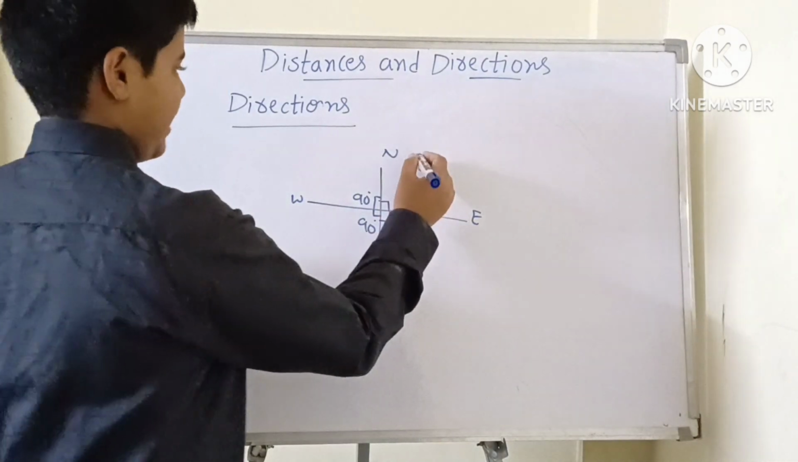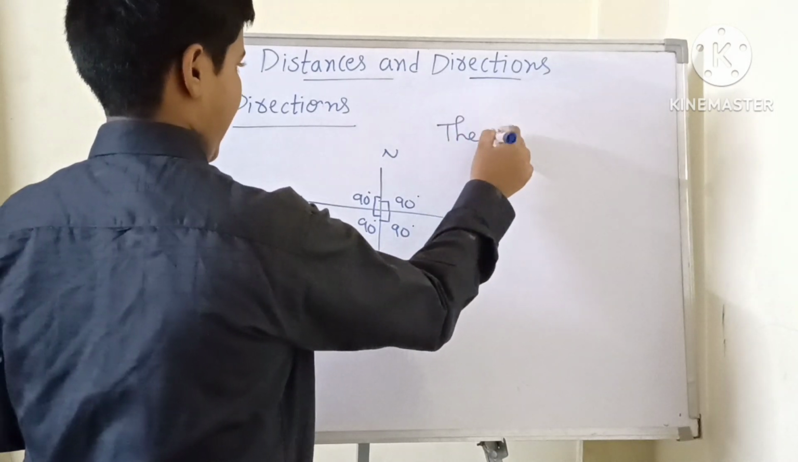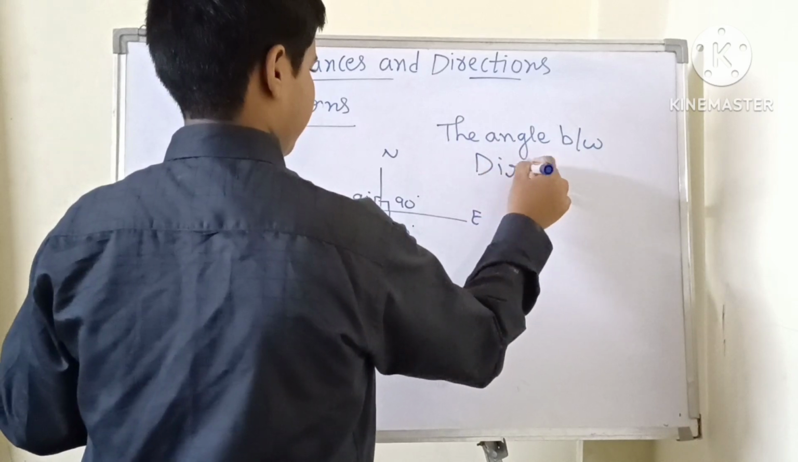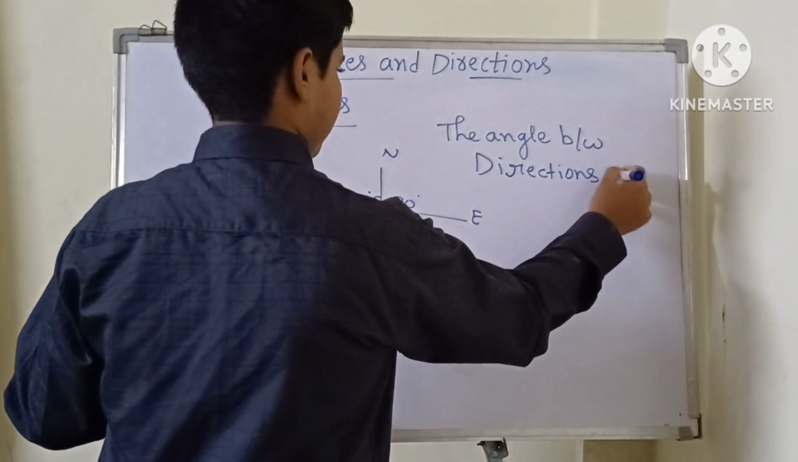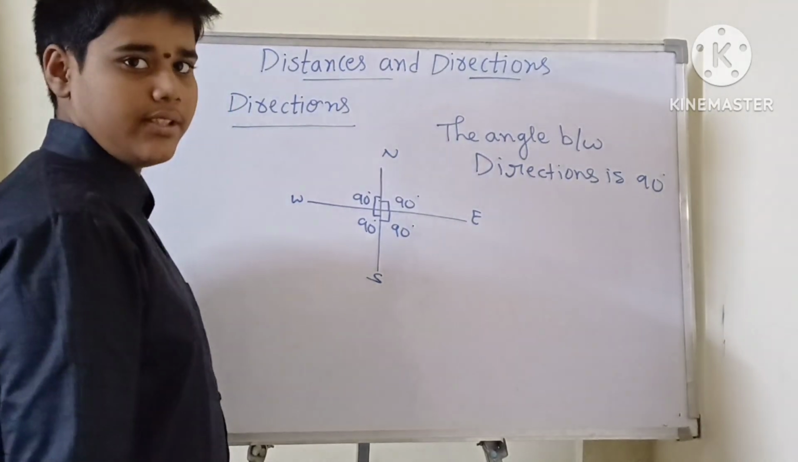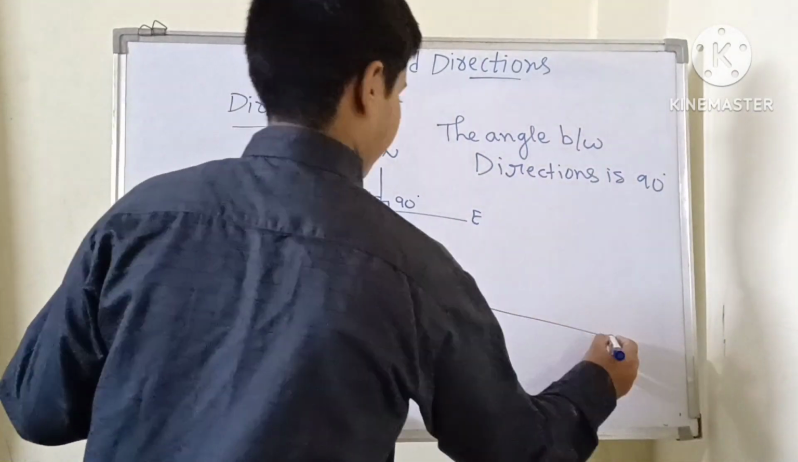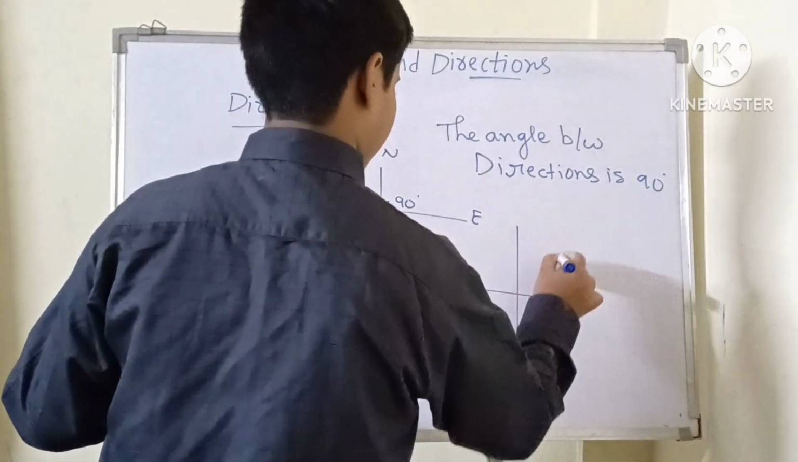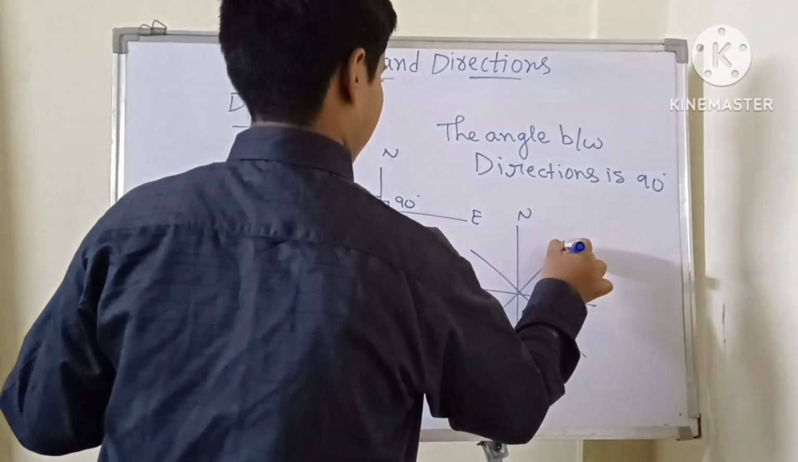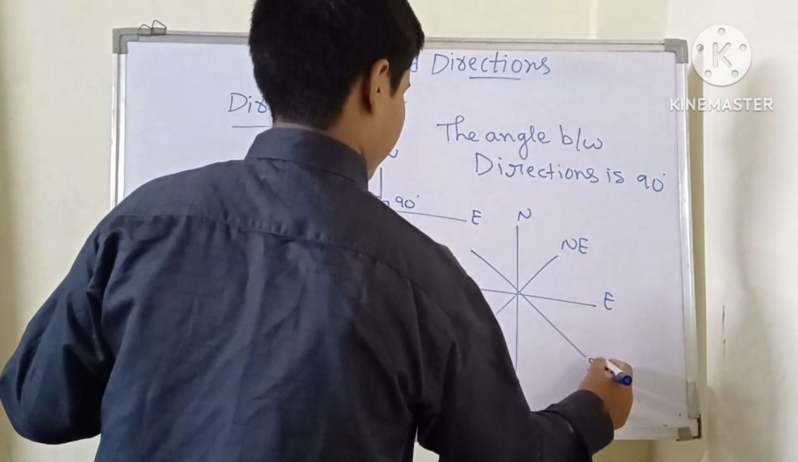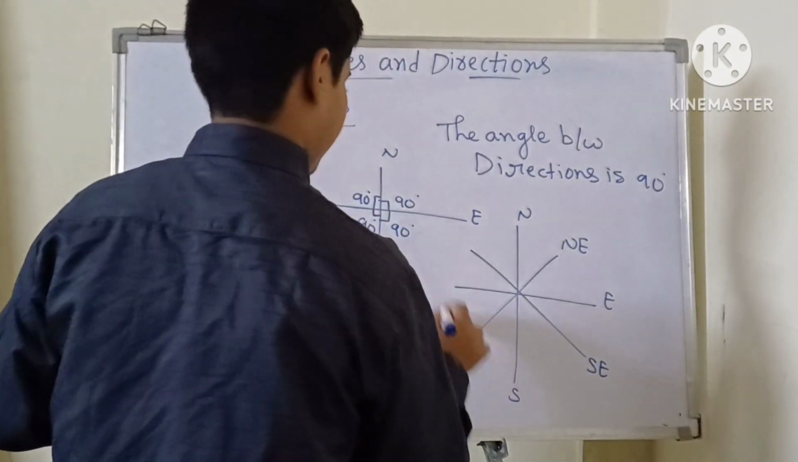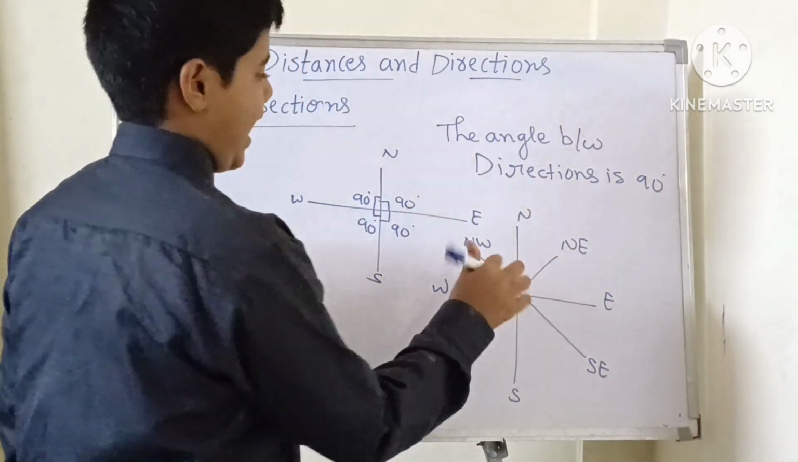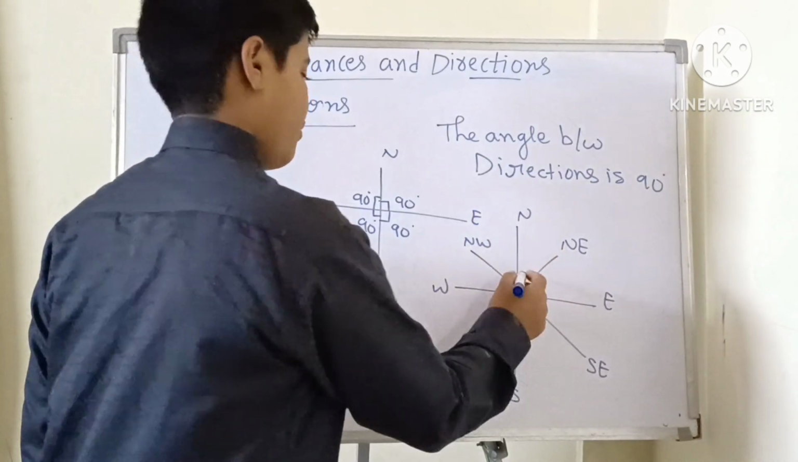Okay. So these are the angles. The angles between directions is 90 degrees. Okay. And if we see here, north, northeast, east, southeast, south, southwest, west, northwest. So the total angle is 90, and the angle between north and northeast is 45 degrees.